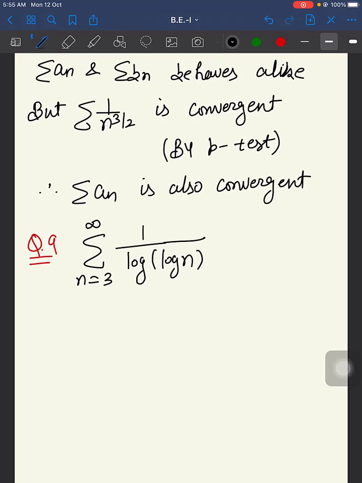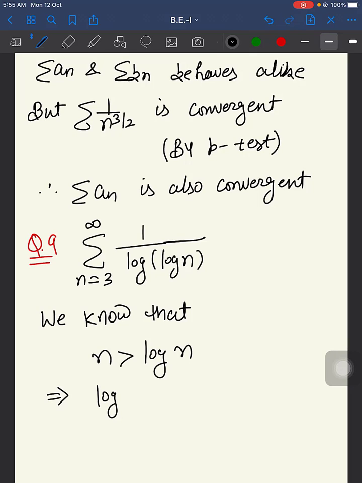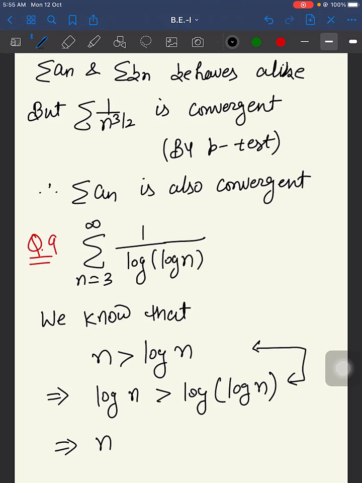You know that n grows more rapidly than log n, so we know that n is always bigger than log n. Now if you take log on both sides, log n is bigger than log of log n, right? If you compare these inequalities, we can write it as n is greater than log n and log n is further greater than log of log n, right?